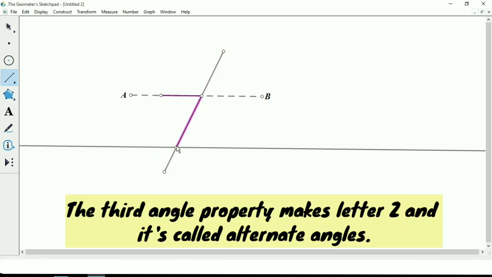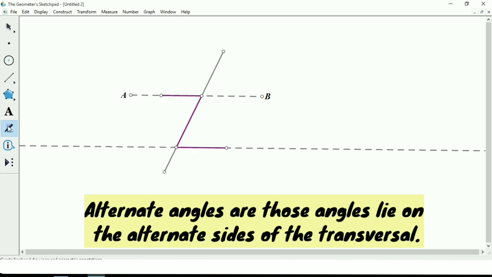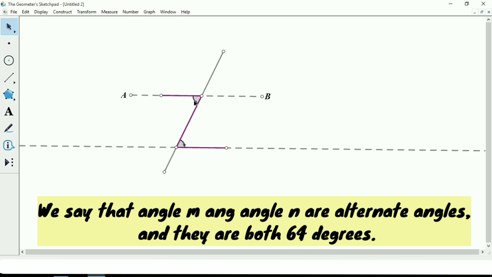The third angle property makes the letter Z, and it's called alternate angles. Alternate angles are those angles that lie on the alternate sides of the transversal. We say that angle M and angle N are alternate angles, and they are both 64 degrees.